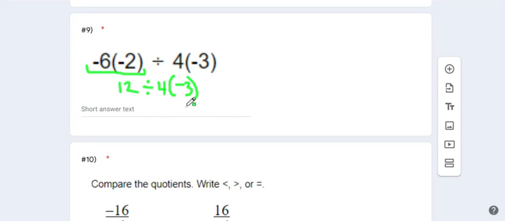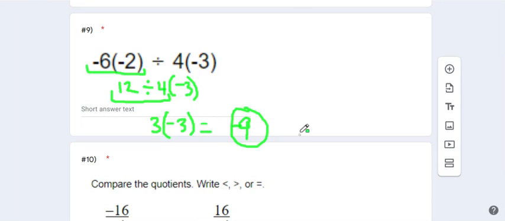Okay, now remember, I am multiplying and dividing from the left to the right. So I need to do the first thing that I see. And the first thing that I see on the far left is this, 12 divided by 4. I have to do that first. 12 divided by 4 is 3. Then I can multiply by negative 3. 3 times negative 3 equals negative 9. Okay, so negative 9 is my answer. So be sure here you're multiplying and dividing from the left to the right.